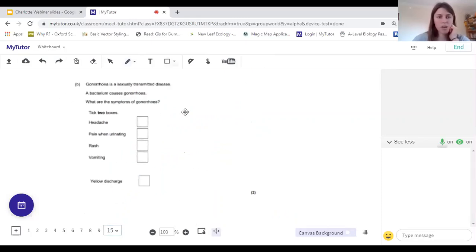Okay, part B. Gonorrhea is a sexually transmitted disease. It's caused by a bacteria. What are the symptoms of gonorrhea? We talked about these as well. Talked about pain when urinating and a discharge as well. 2 marks for that one.